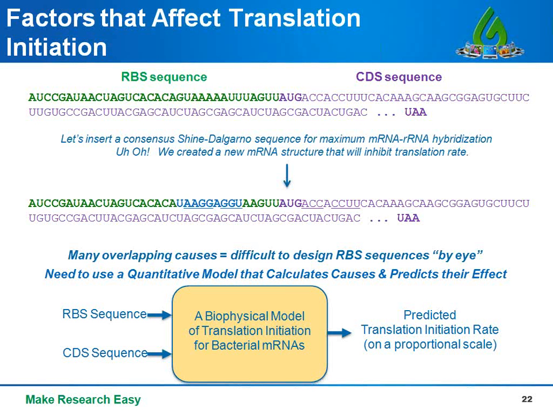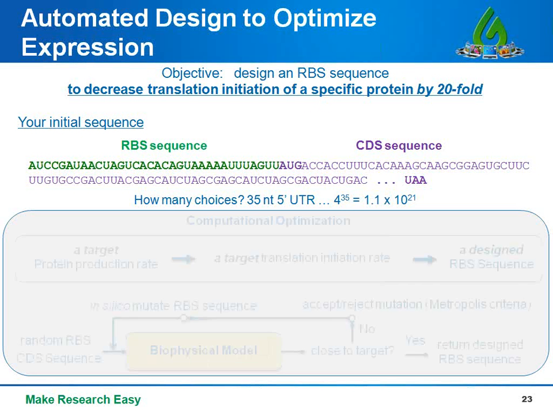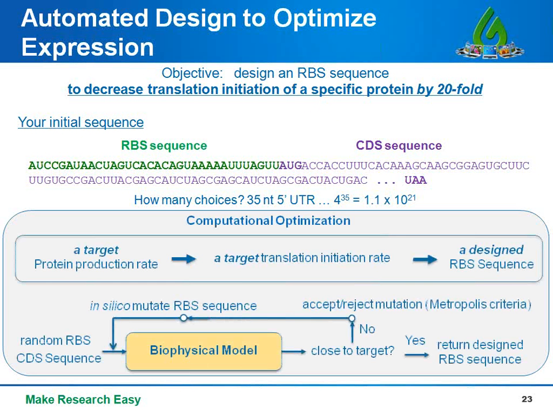First, I'll walk through the steps for how it does that. Okay, so we use this automated design to optimize our expression. So here's an example. Let's say your objective is to design an RBS sequence that will decrease translation initiation of a specific protein 20-fold. So here's your initial sequence.